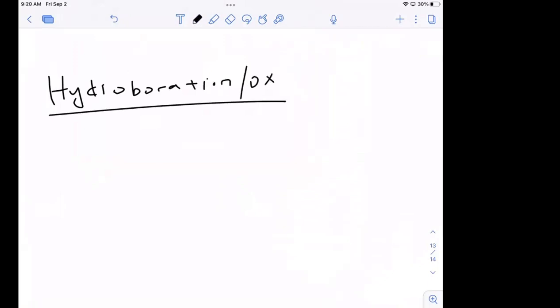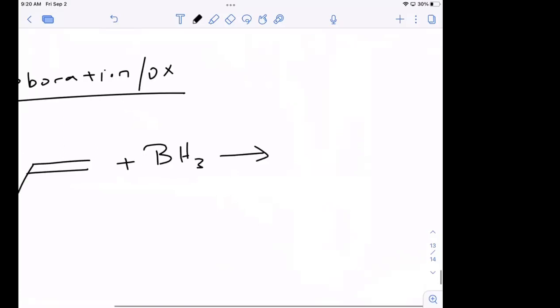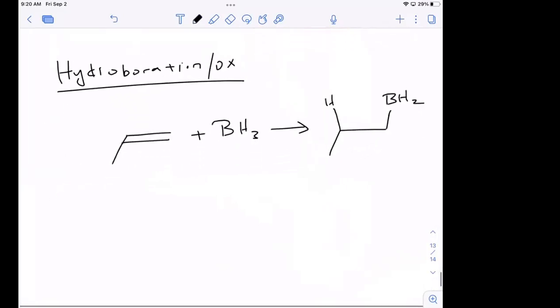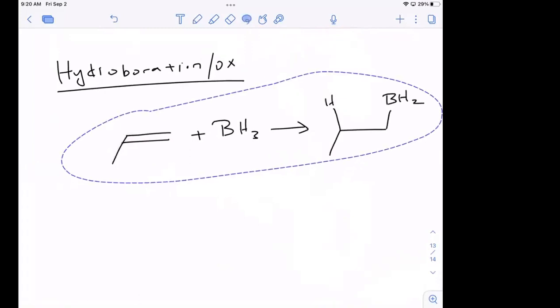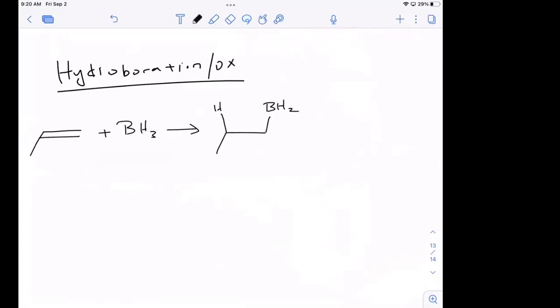If we take a double bond, I'm just going to take this one, and it's not symmetrical, and we treat it with BH3, right? It goes through this intermediate alkyl borane, where the hydrogen adds here to the more substituted side, and the boron adds here. That's the hydroboration part. Hydro, because I added hydrogen. Boration, because I added a boron to the other side of that carbon in that double bond.